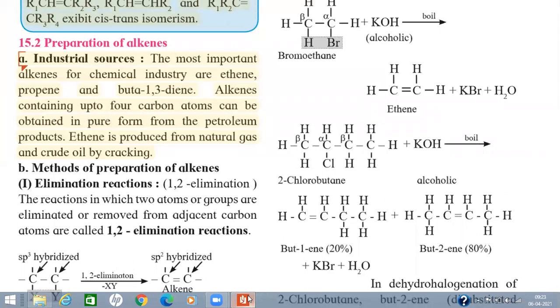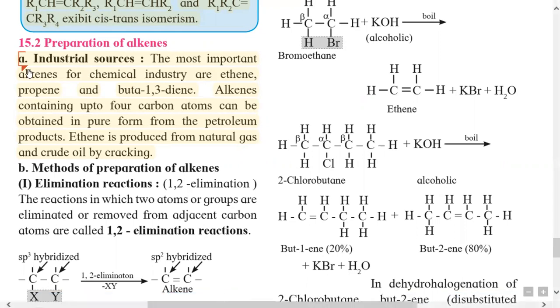Hello, good morning, students. In the last lecture from this chapter, hydrocarbons, in alkene, we had studied types of isomerism in alkene. We know there are two types of isomerism, that is structural and geometrical isomerism. Today, we will study preparation methods of alkene. In our syllabus, a total of 4 methods for the preparation of alkene are given.